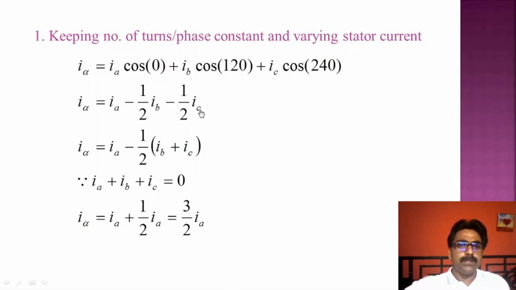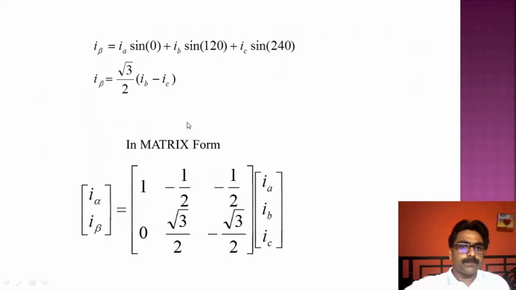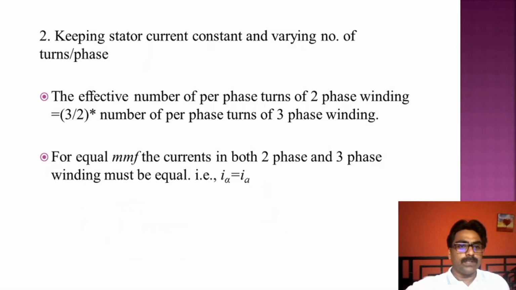1, minus 1 by 2, minus 1 by 2 for A, B, C, and the second equation is 0, root 3 by 2 and minus root 3 by 2. That is what is written here, right? So this is the equivalent matrix, or we can call this the Clarke transformation equation. It's not over here, we will have a look at it further.